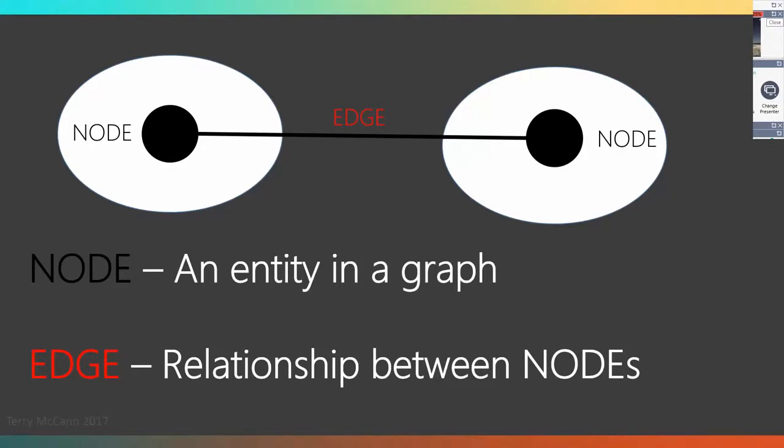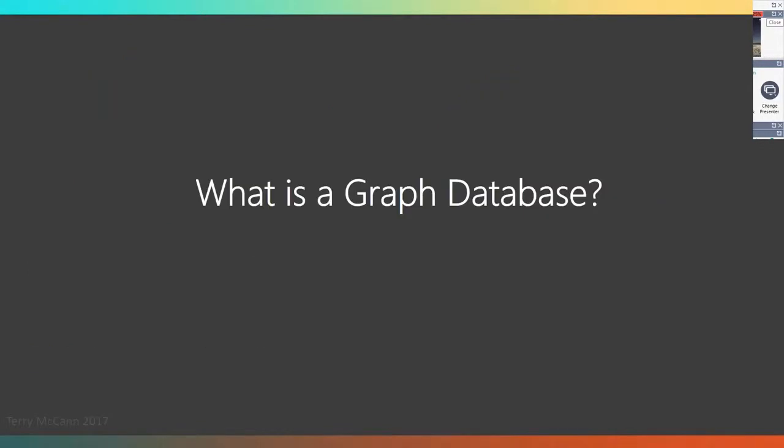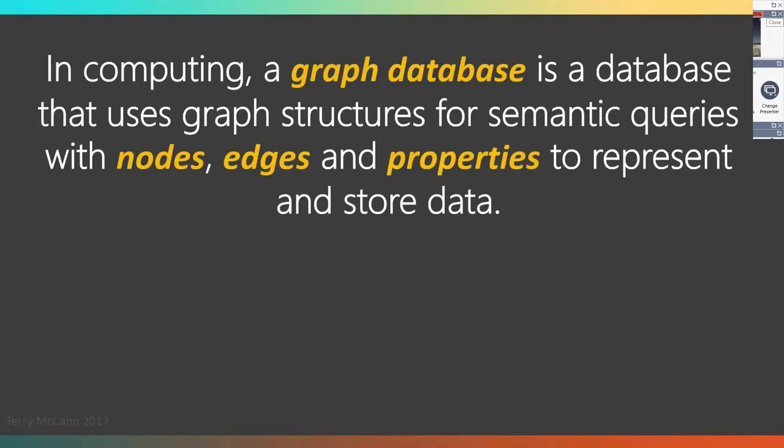Okay, so moving on. So we know the theory. So what is a graph database? In computing, a graph database essentially is a database that uses those graph structures, nodes and edges, for semantic queries, with nodes, edges and properties to represent and store data. So we've established what a node is, we've established what an edge is, we haven't hit on properties yet, but we will come back to that.